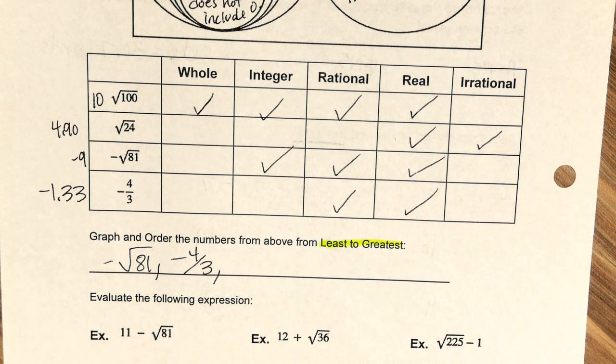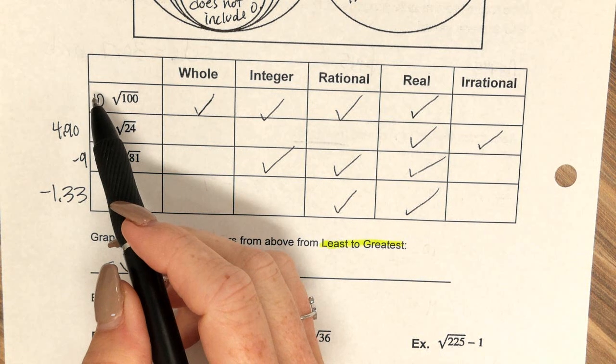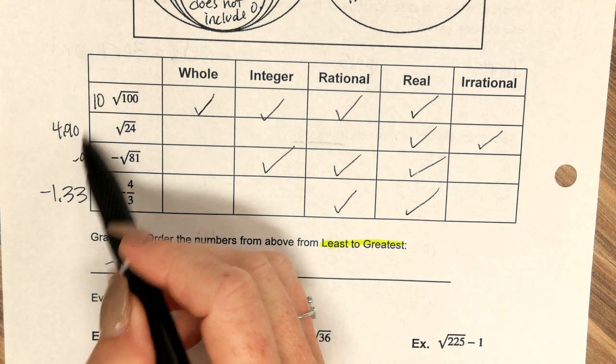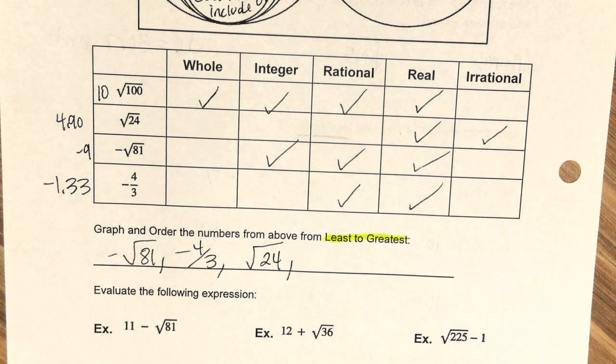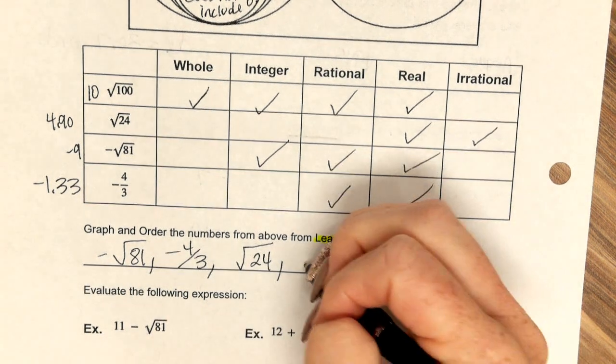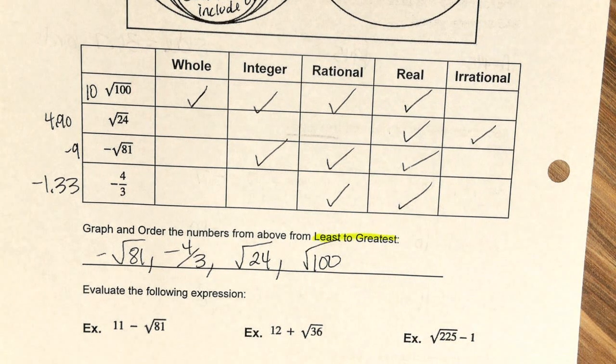And then out of the positives, which one's the least? $4.90 or 10 cents? $10. I'm so sorry I messed you up. $10. $4.90. So the square root of 24, and then 10, which is the square root of 100. Easy. The last part says evaluate.